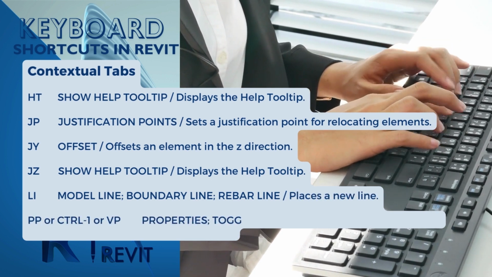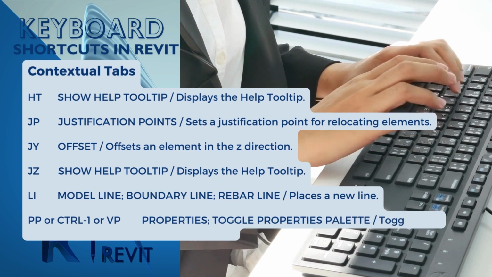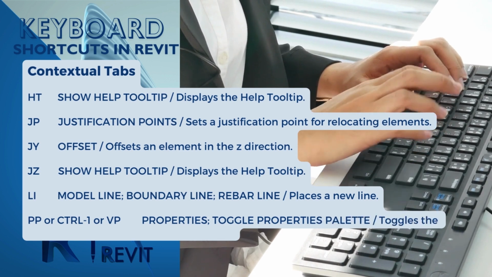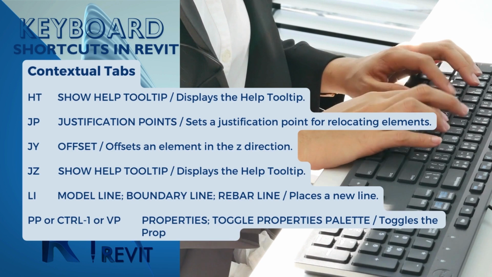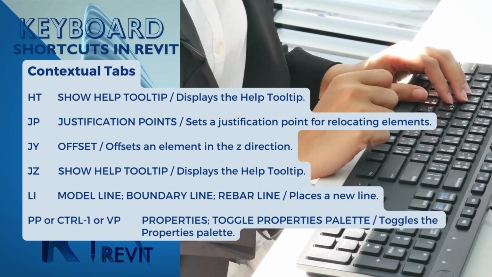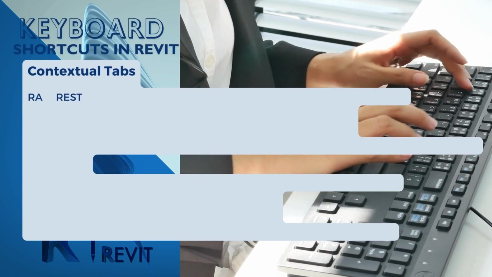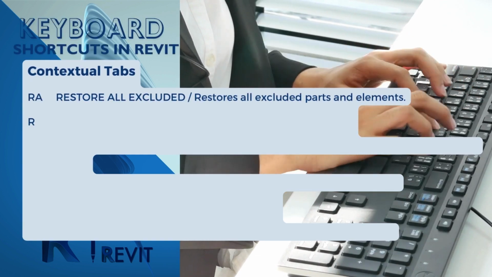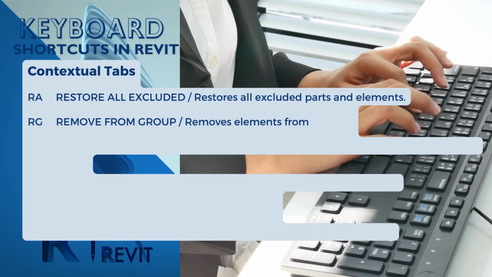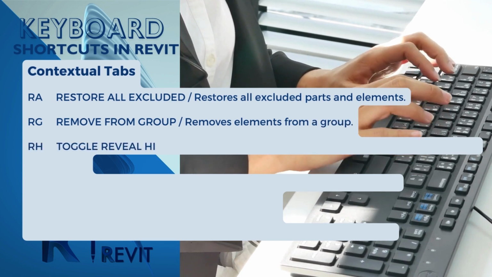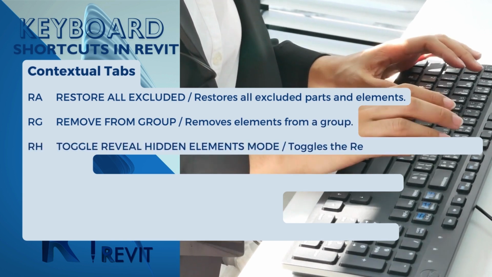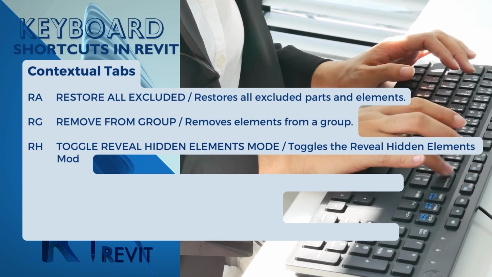LI. Model line, boundary line, rebar line. Places a new line. PP or Control 1 or VP. Properties. Toggle properties palette. RA. Restore all excluded. Restores all excluded parts and elements. RG. Remove from group. RH. Toggle reveal hidden elements mode.